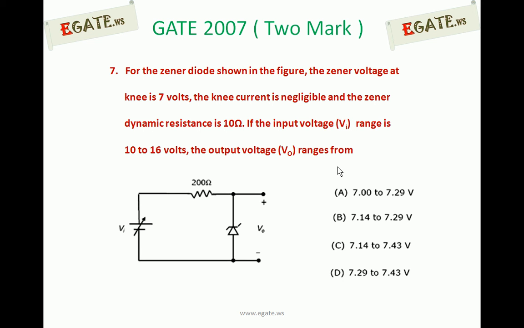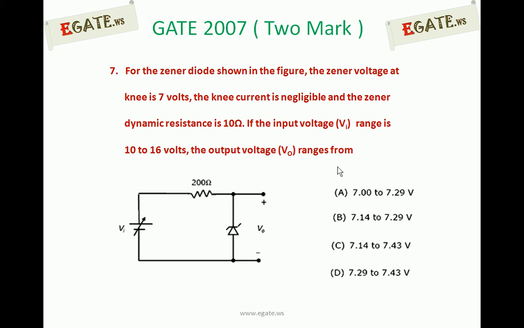For the Zener diode circuit shown, the Zener voltage at knee is 7 volts. The knee current is negligible and the Zener dynamic resistance is 10 ohms. If the input voltage Vi range is 10 to 16 volts, then the output voltage V0 ranges from: A, 7 to 7.29; B, 7.14 to 7.29 volts; C, 7.14 to 7.43 volts; D, 7.29 to 7.43 volts.